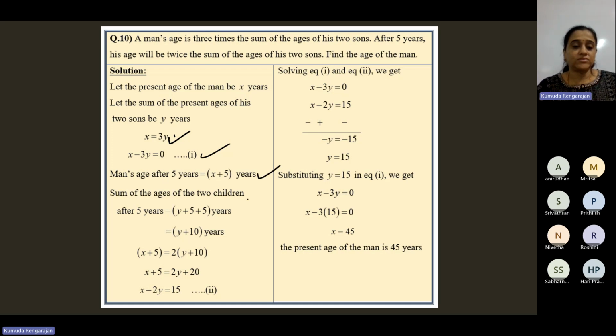Man's age after 5 years, sum of the ages of the two children after 5 years, y plus 5 plus 5. Okay. Any questions?